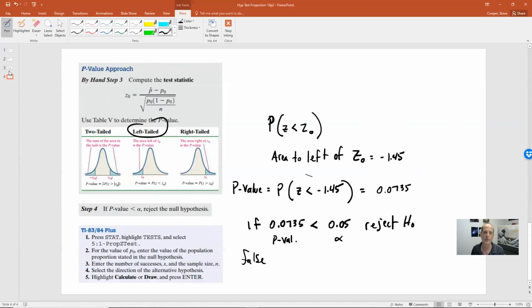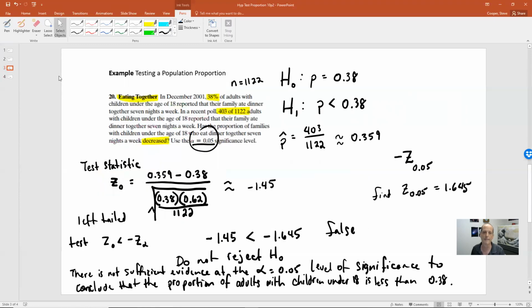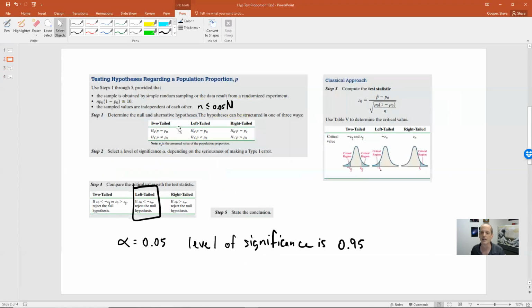Okay, before we close up shop here, let me just indicate that you're going to have a slightly different path if you're doing a two-tailed test or a right-tailed test. You're still going to get the test stat the same way, but what's going to change is the comparison that you're going to make. And if it's two-tailed, you'll have to do two tests, and you don't use alpha, you use alpha over 2.